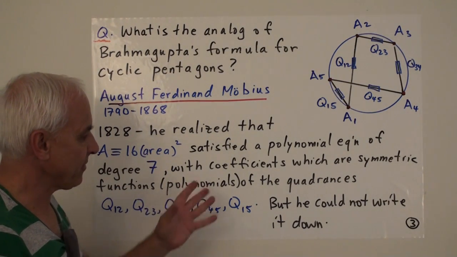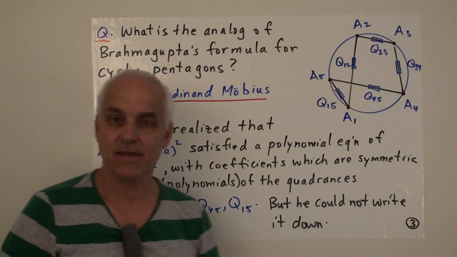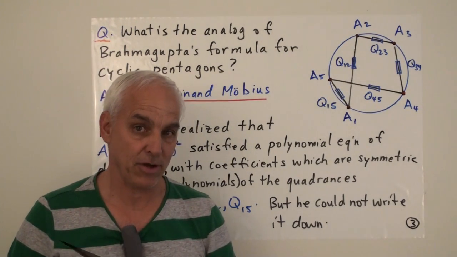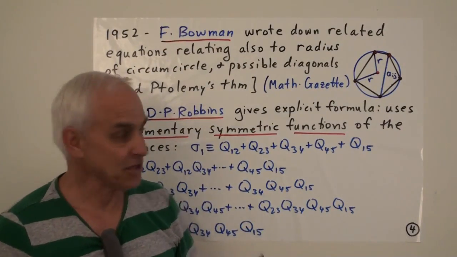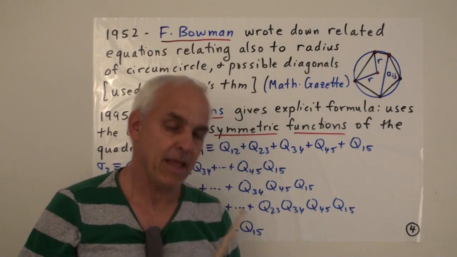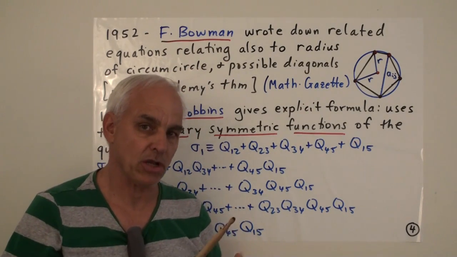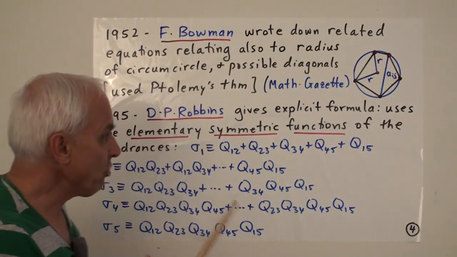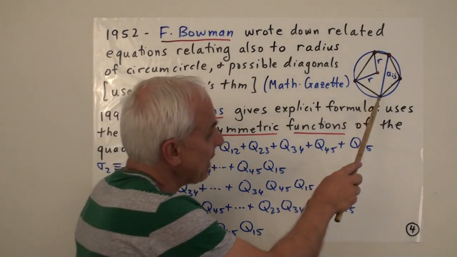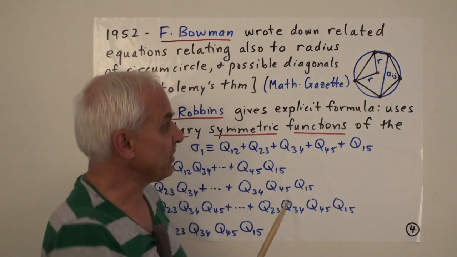It was really the first time, I think, that somebody made significant progress on this question of the cyclic pentagon's area. In 1952, F. Bowman investigated the situation and made some additional discoveries. He knew about Moebius's work and went further. He started to look at other quantities involved in the story.